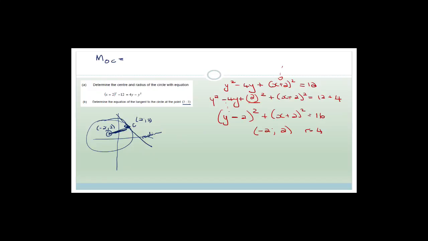So the gradient is going to be y2, which is 2, minus... oh, that's interesting, the y value is 2. So do you agree that, it's actually a lot easier than I thought. Just fix this. Okay, if the y value is 2 both times, how is that working? Determine the equation of the tangent to the circle.